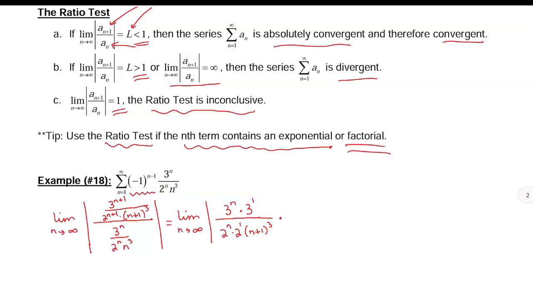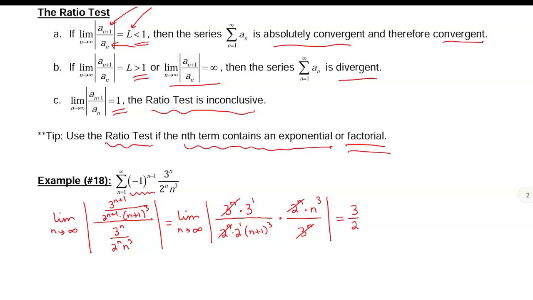The bottom fraction will get flipped because we're multiplying by the reciprocal. Therefore, the fraction I'll write down is 2 to the n times n to the third over 3 to the n. As you can see, I can cancel some of the terms. 3 to the n can cancel. 2 to the n can cancel. That leaves us with 3n cubed on the top and 2 times the quantity n plus 1 cubed on the bottom. I'm going to remove the 3 halves from that fraction.